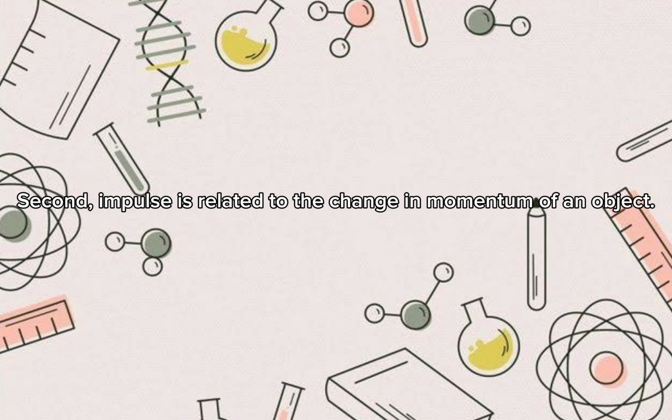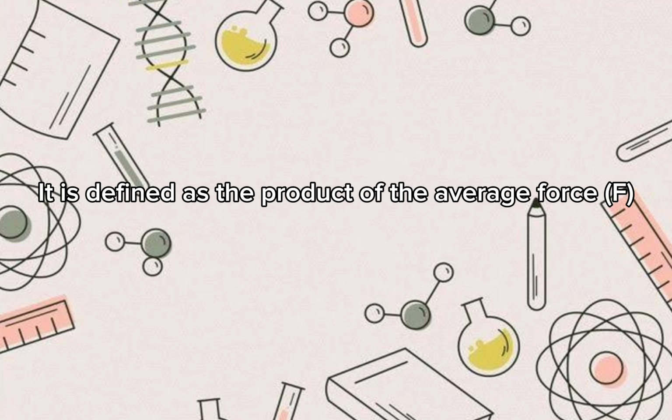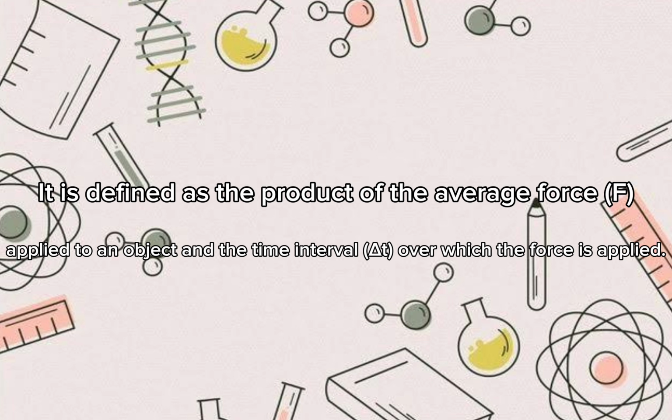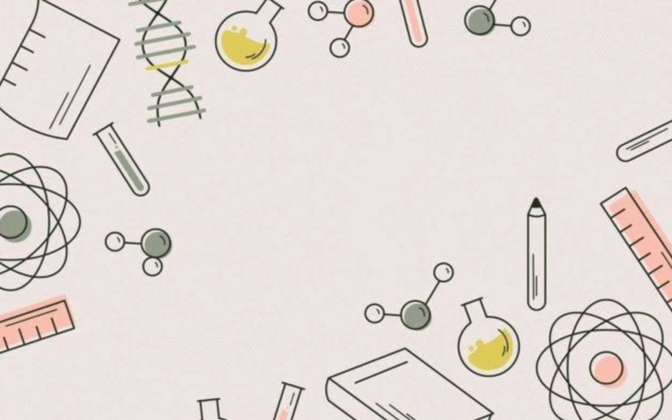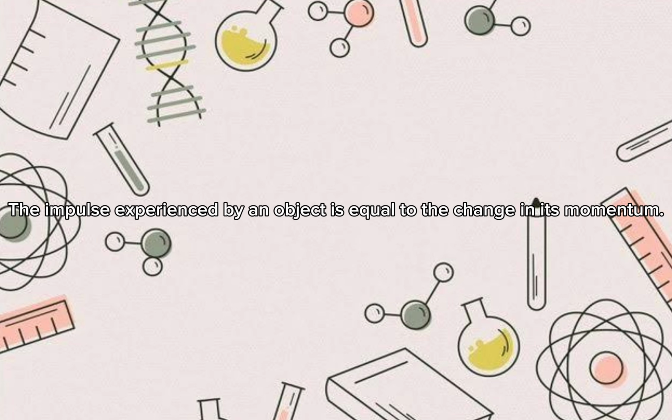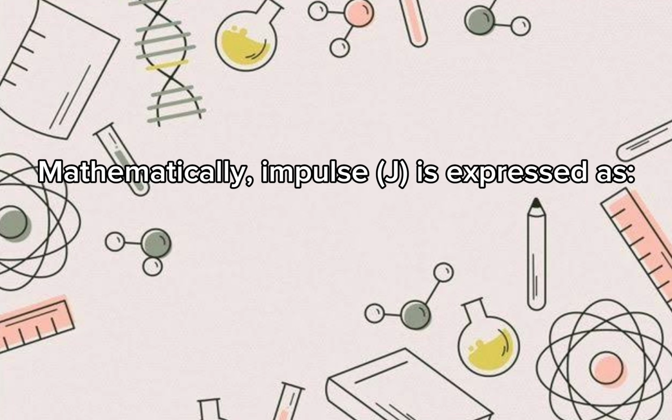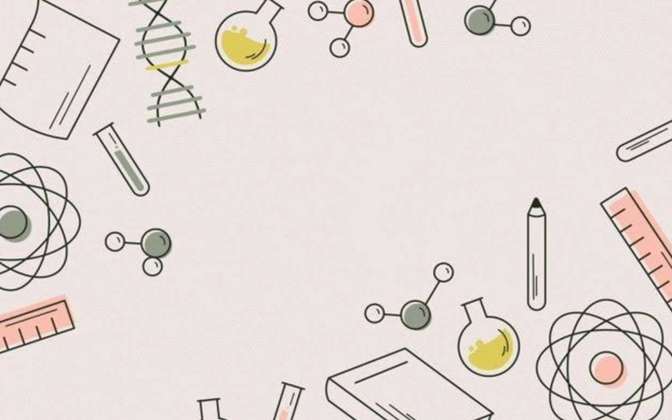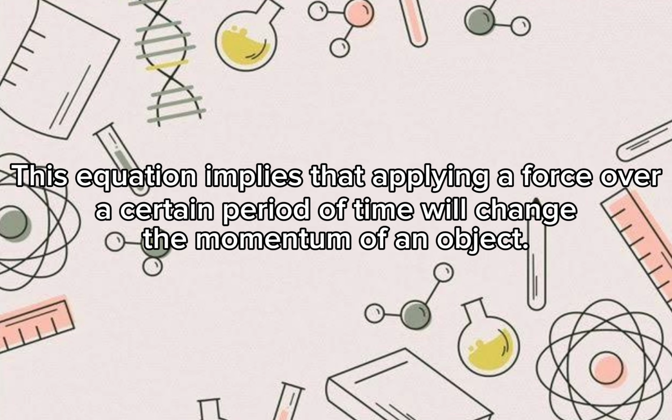Second, impulse is related to the change in momentum of an object. It is defined as the product of the average force applied to an object and the time interval over which the force is applied. The impulse experienced by an object is equal to the change in its momentum. Mathematically, impulse is expressed as J equals Ft. This equation implies that applying a force over a certain period of time will change the momentum of an object.